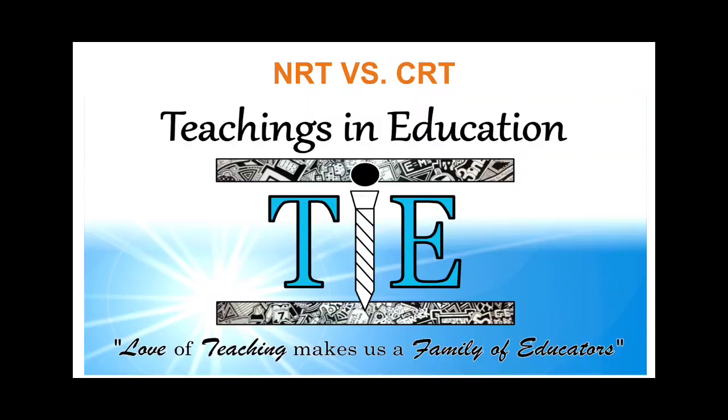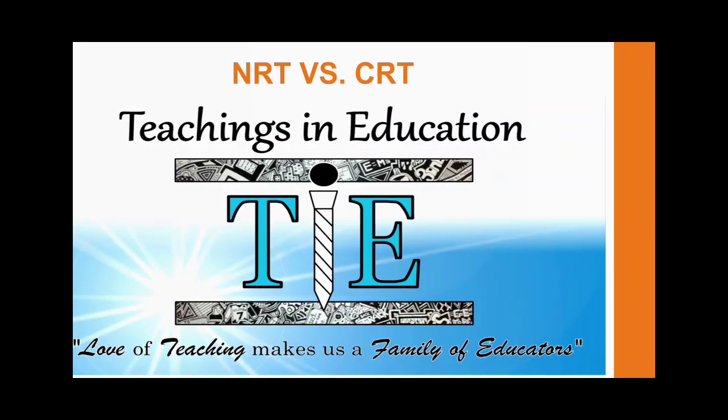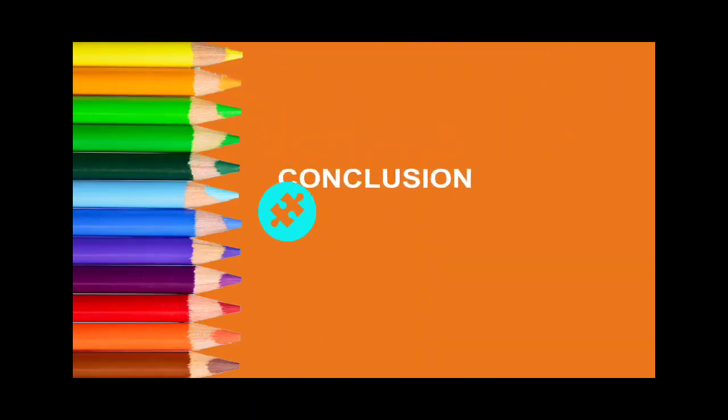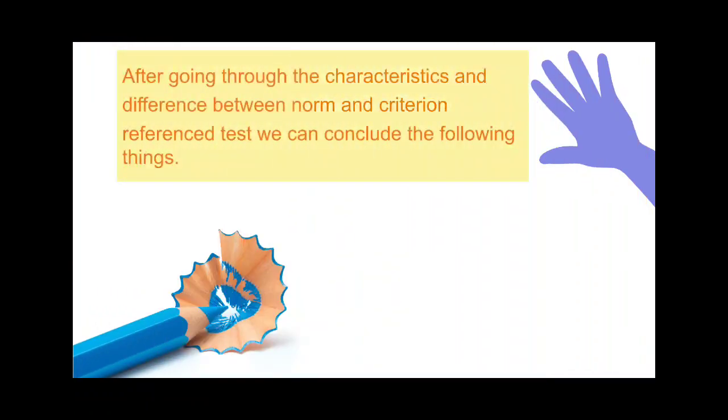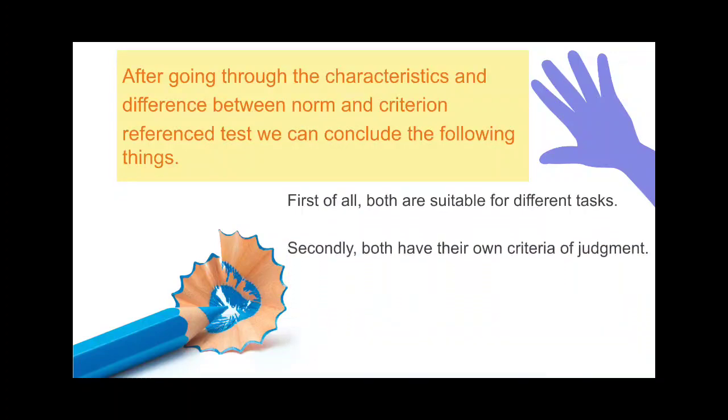Okay, so siguro medyo naintindihan na, no? So, for a conclusion, after going through the characteristics and difference between norm and criterion reference test, we can conclude the following things. First of all, both are suitable for different tasks. Secondly, both have their own criteria of judgment. And lastly, they follow different norms and values.